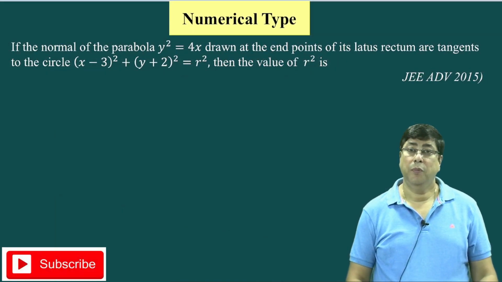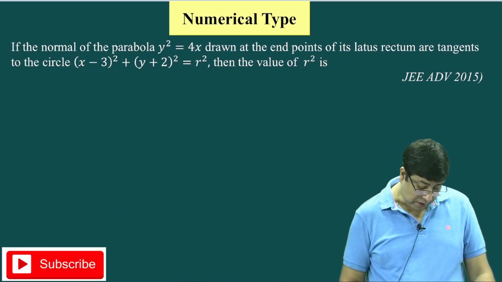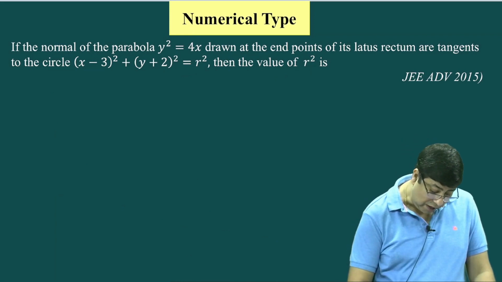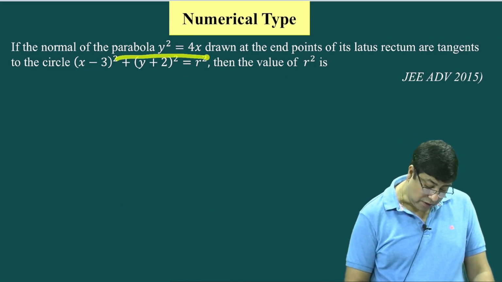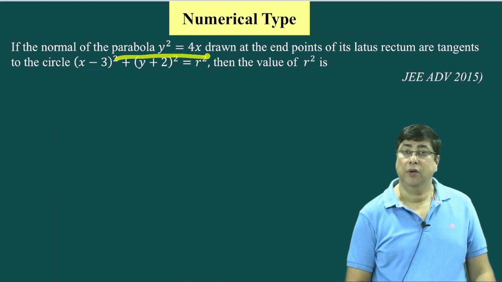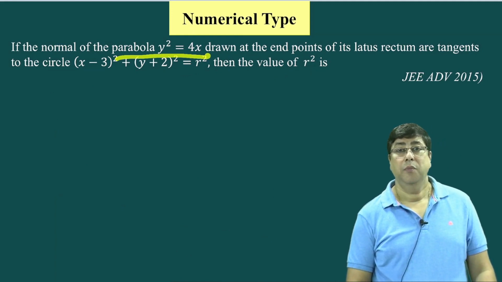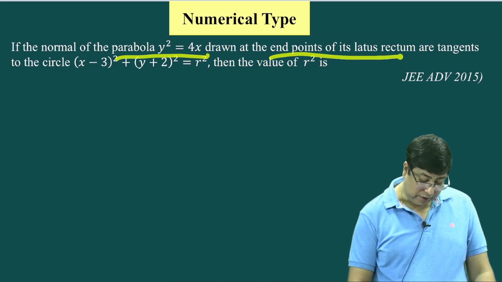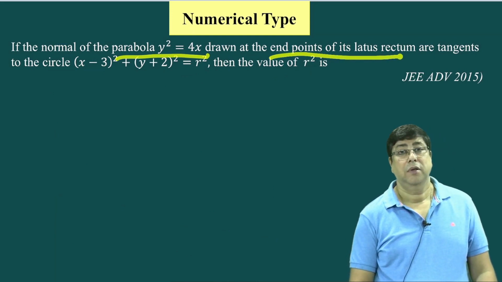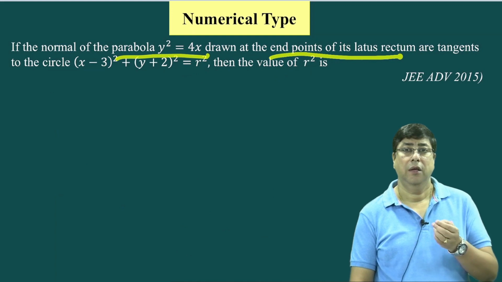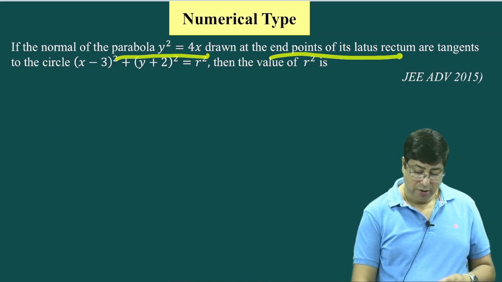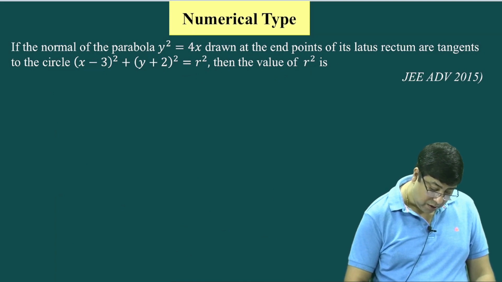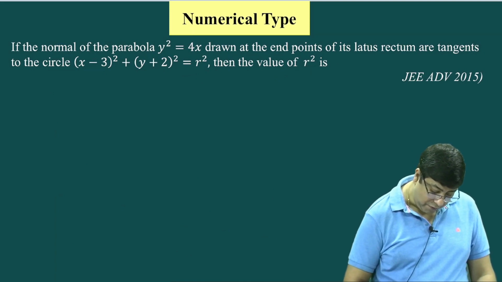Students, one more PYQ of JEE Advanced Examination. This is also an integer type question. What is it telling? The normal of the parabola y square equal to 4x, so here also a equal to 1 and it opens towards the positive x axis, is drawn at the end point of its latus rectum. The latus rectum end points are a comma plus or minus 2a. So pick up any one point, better a positive point.